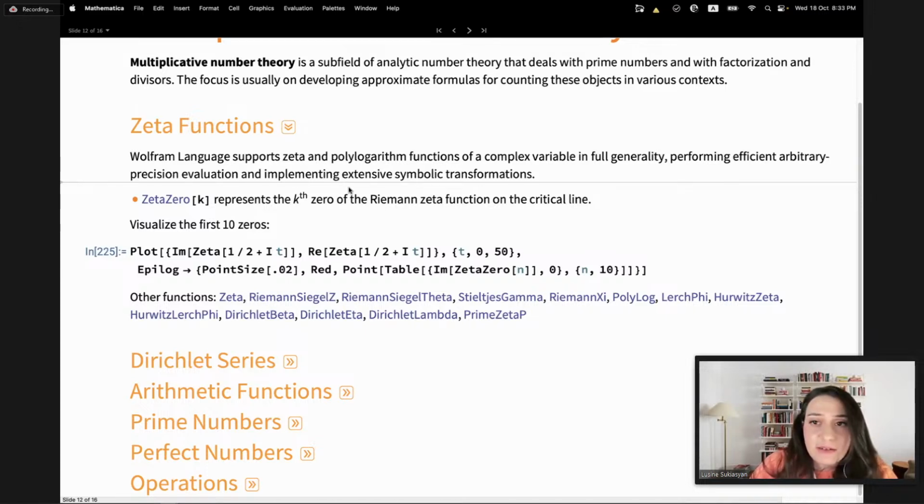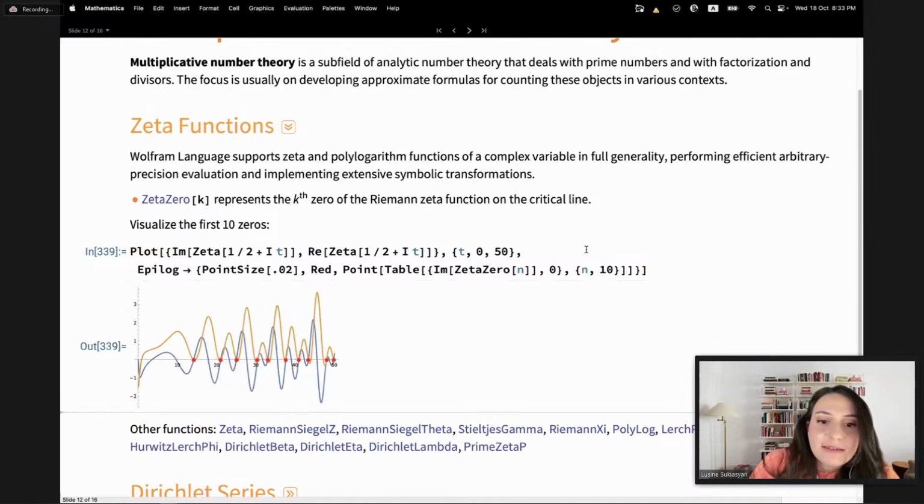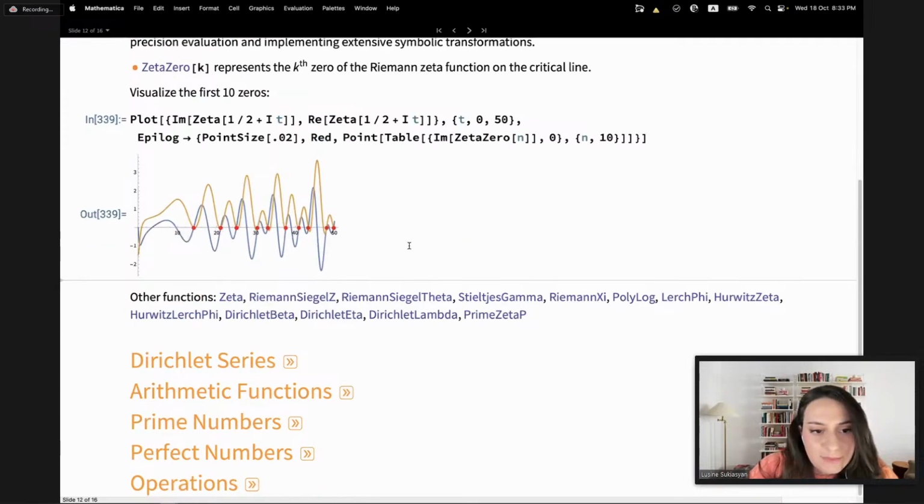We already talked about the zeta function. Let's now talk about the zeta zero function that represents the zero of the Riemann zeta function on the critical line. For example, using this function, we can visualize the first 10 zeros of the Riemann zeta function. Other functions you can see on your screen are zeta, Riemann Siegel theta, and the other functions.